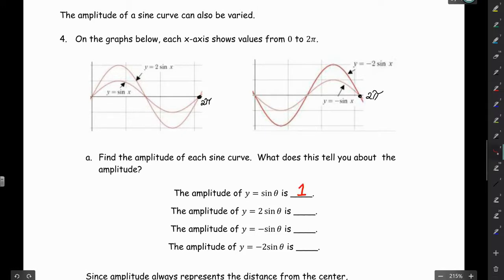Now, if we look at y equals 2 sine theta, we can write theta as x, or we can write it as theta. You can see that the distance from the center of this graph is 2. So that amplitude, that value in front of sine, is telling me the distance from the center. So this is 2.